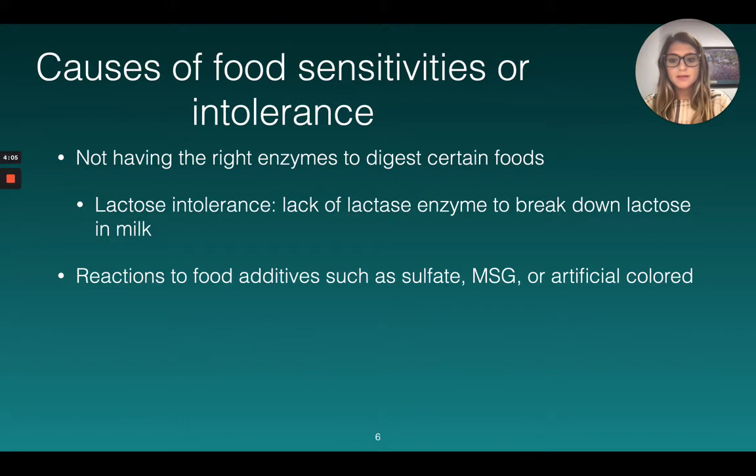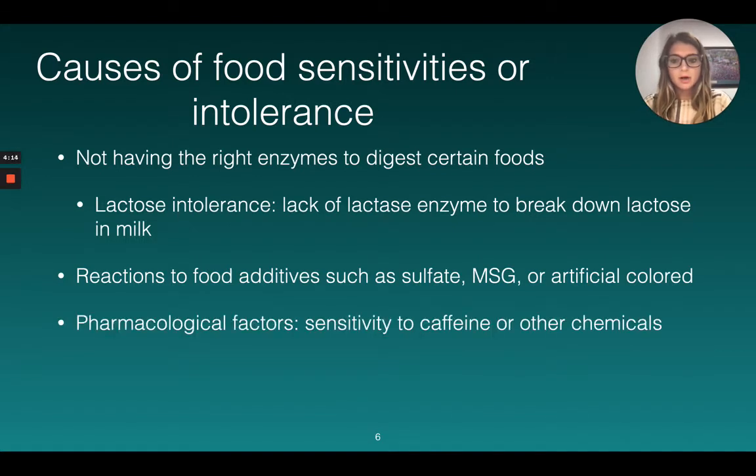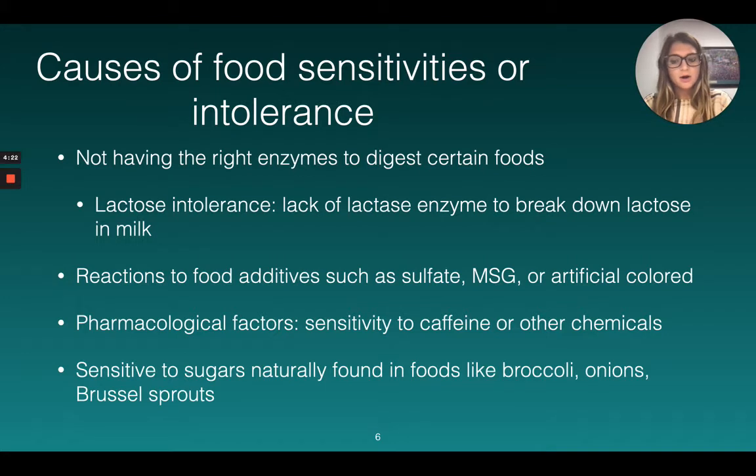And then individuals might be sensitive to food additives such as sulfate, MSG, or artificial food coloring. And then there are also pharmacological factors, so sensitivity to caffeine or other types of chemicals. And there are also sensitivities to sugars found in naturally occurring foods. So broccoli, onions, Brussels sprouts specifically have a naturally occurring sugar that can be difficult to digest if someone lacks the enzymes or the ability to break it down. So consuming any of these items, if someone is sensitive to them, can cause a response within the digestive tract.